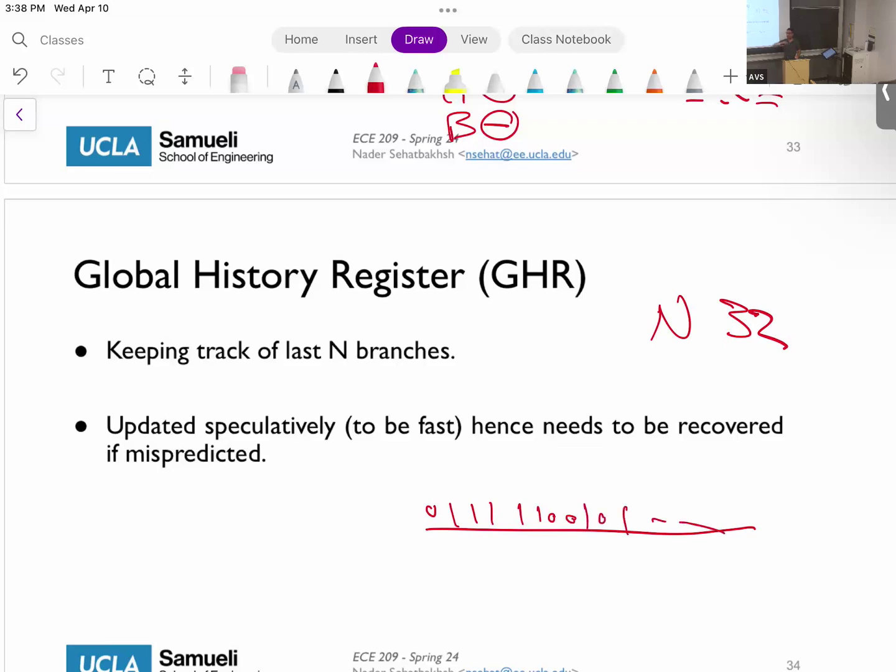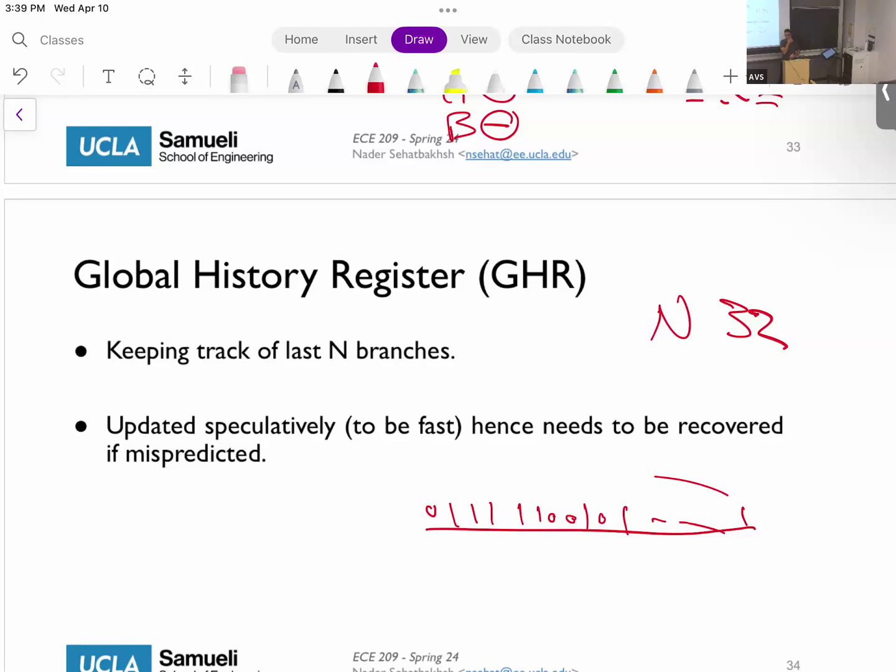That this is the last n branches that I see in this program. I store it like this, and this is kind of like a circular buffer, right? So this is the oldest, this is the newest. Once a new one comes, everything shifts to the left, and then this last one goes out, and we keep doing it.